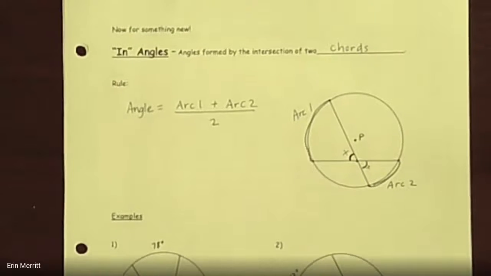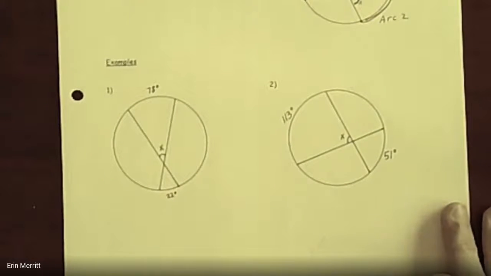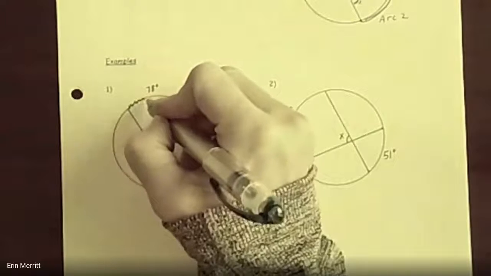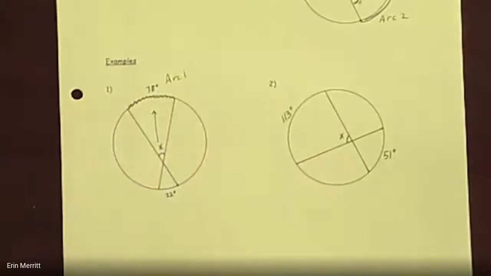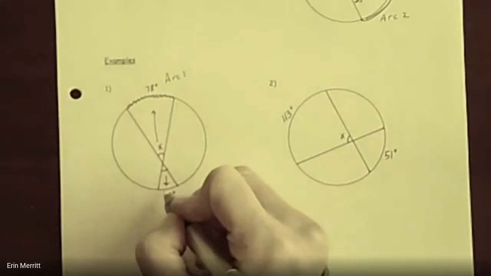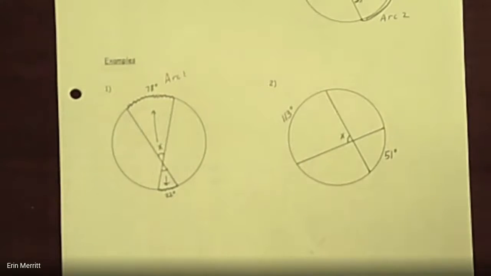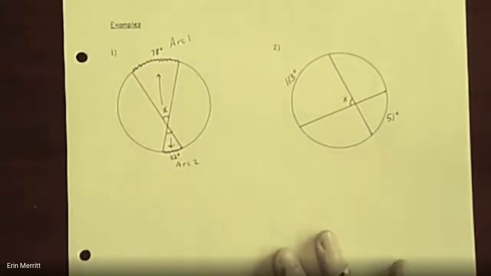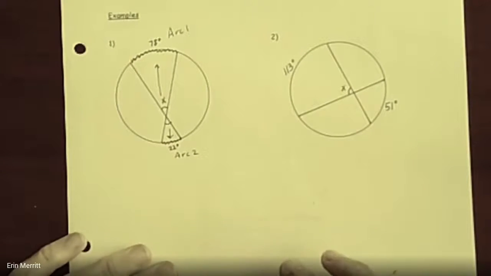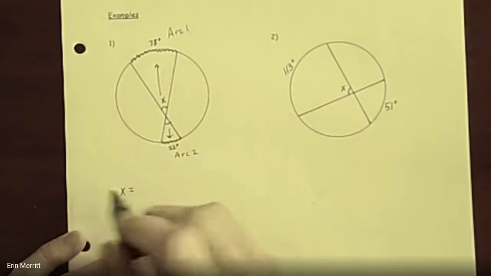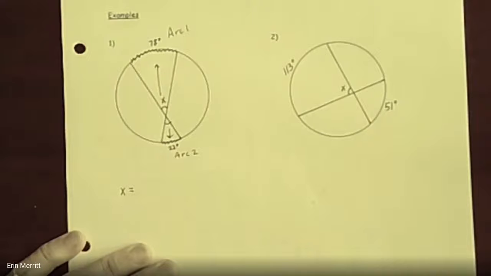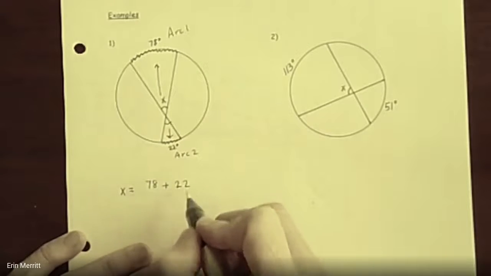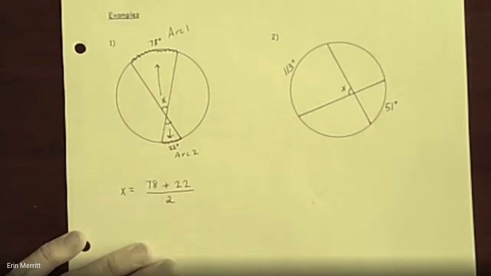I'm going to slide down. Keep in mind, pause the video at any point if you need to, so you have time to try the questions. So here's angle X. The arc that X opens up to is this 78-degree arc. So I'm going to call that arc 1. The vertical angle opens up to a 22-degree arc. I'm going to call that arc 2. And it doesn't matter which one you consider to be arc 1 and arc 2. Just make sure that you use both of them. X is our in angle. X is going to be equal to arc 1, 78, plus arc 2, 22, divided by 2.